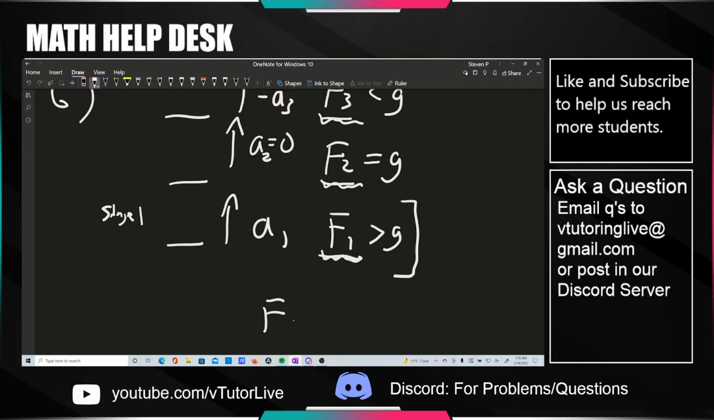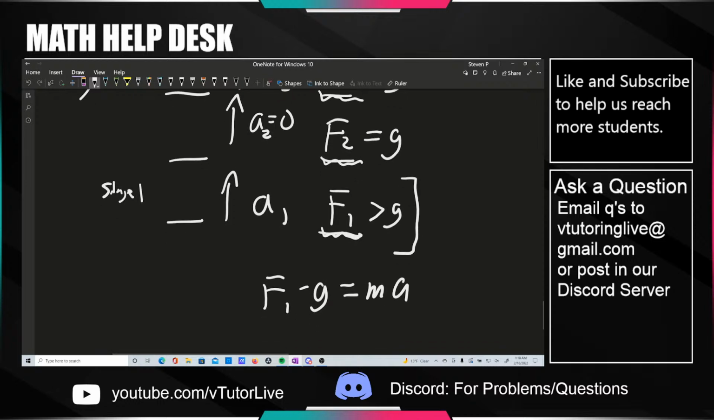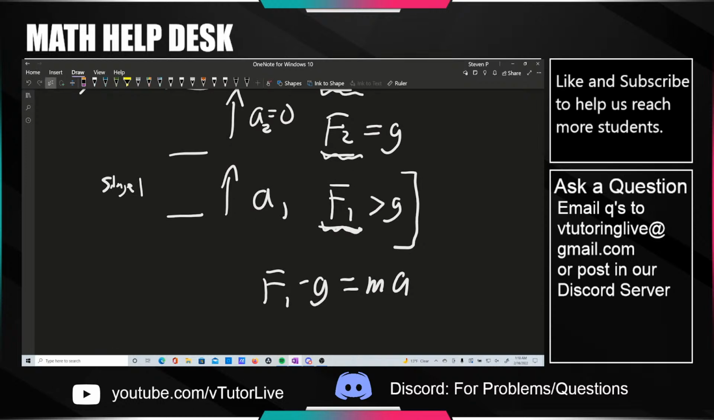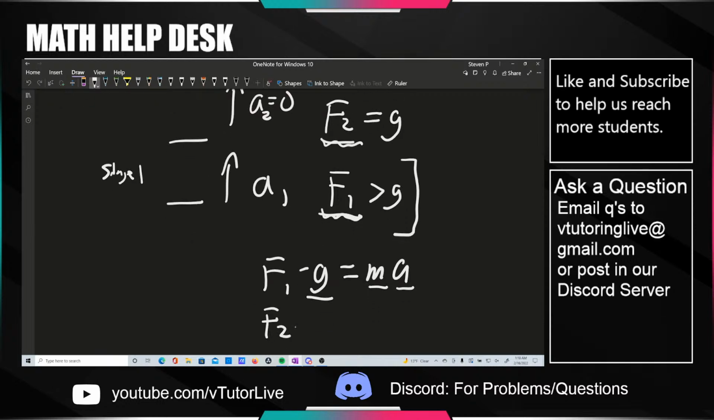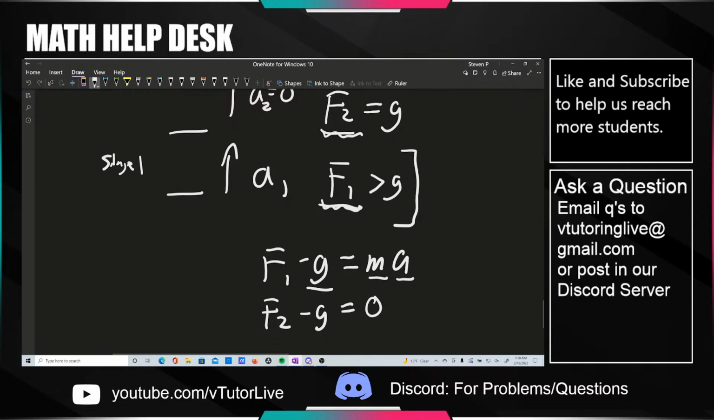So F1 minus G is equal to ma. You know M, you know A, you know G, so you can solve for F1. And then you can multiply that by D. And similarly for F2, you can get that F2 minus G is equal to 0. Right? And then, of course, I already said that F2 is equal to G. So then you can just do F2 times that distance.